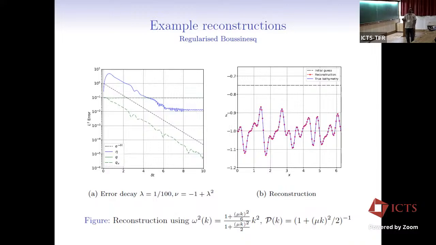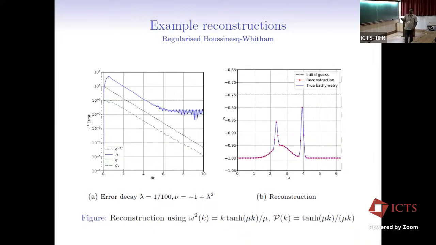Over here, I'm showing you what the reconstruction looks like. I started off with an initial guess that was flat, far away from the true surface, and then these red dots are my reconstruction. This is just telling you what the word regularized Boussinesque means in terms of models.